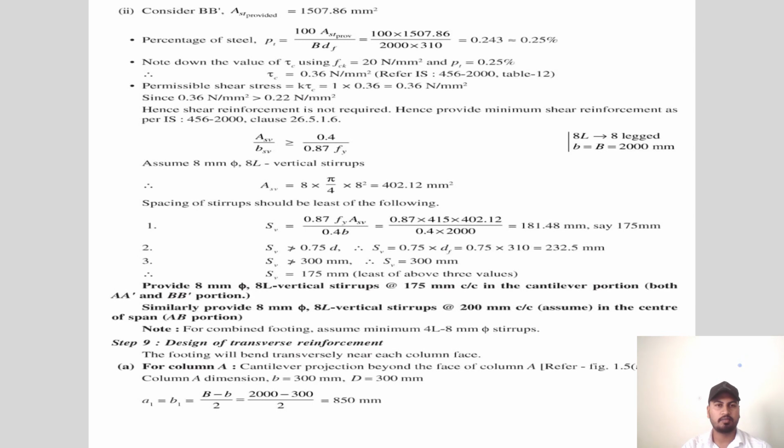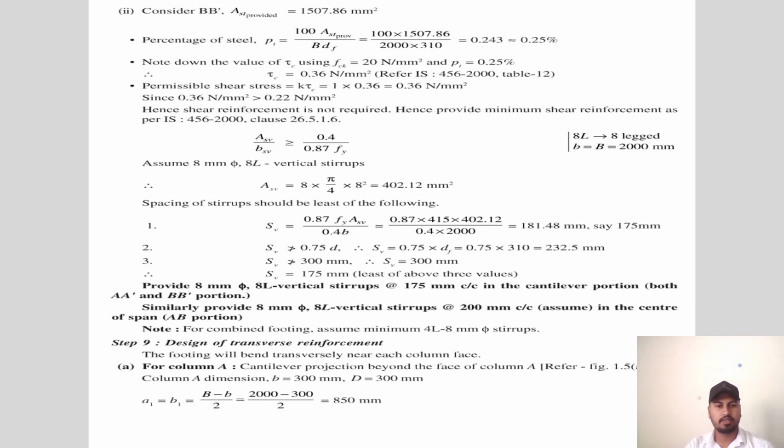In the next section, we will be calculating the percentage of steel. Here again we will be calculating tau C, and since the tau C is greater than tau V, shear reinforcement here also is not required. So for the minimum shear reinforcement, we will just assume 8 mm dia bar, that is 8 legged vertical stirrups. So area of stirrups will be calculated. Then spacing of stirrups will be calculated.